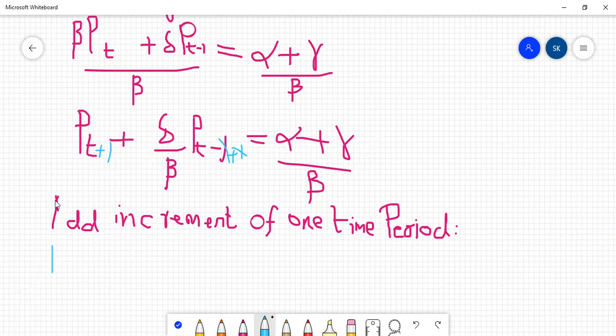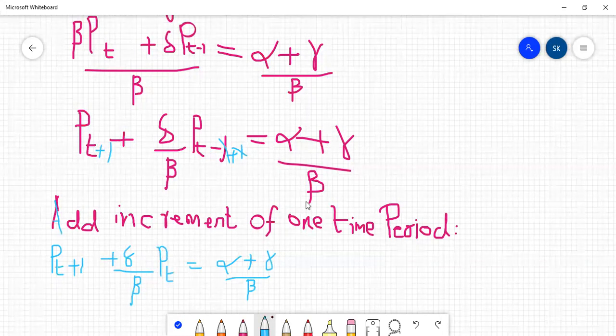Let me correct this as well. So this will now become pt plus 1 plus sigma upon beta into pt, because a positive one cancelled out with a negative one, is equal to alpha plus gamma upon beta. So this is the equation that we have got, and this is the general form of the equation that we should get in the cobweb model.